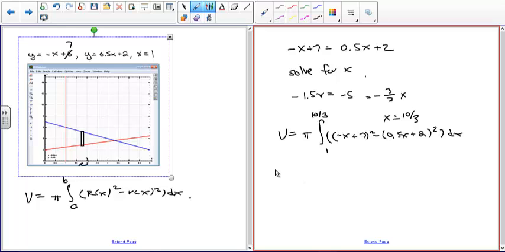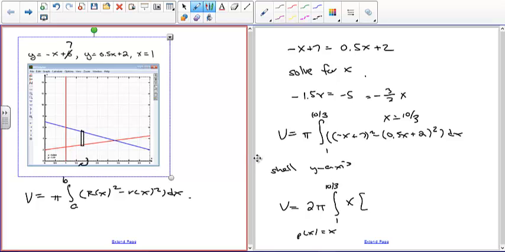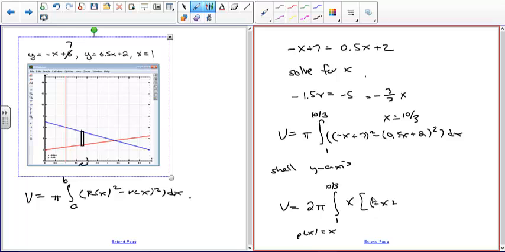Okay, so the next thing is to do the shell method around the y-axis. And remember, you can reuse everything that we've already used. The limits are going to be the same because we're rotating around the y-axis. p of x equals x. And instead of having this squared minus that squared, we just take the difference. So it's just going to be (-x + 7) minus (0.5x + 2) dx. Okay, so that's that one.